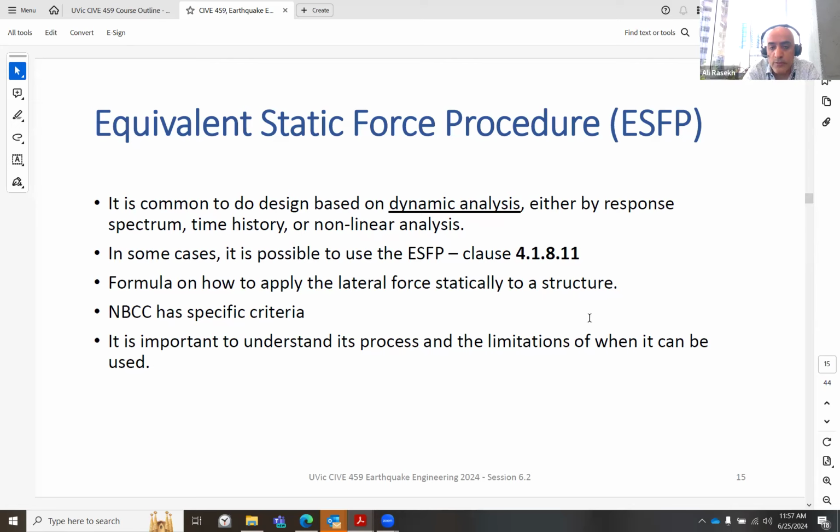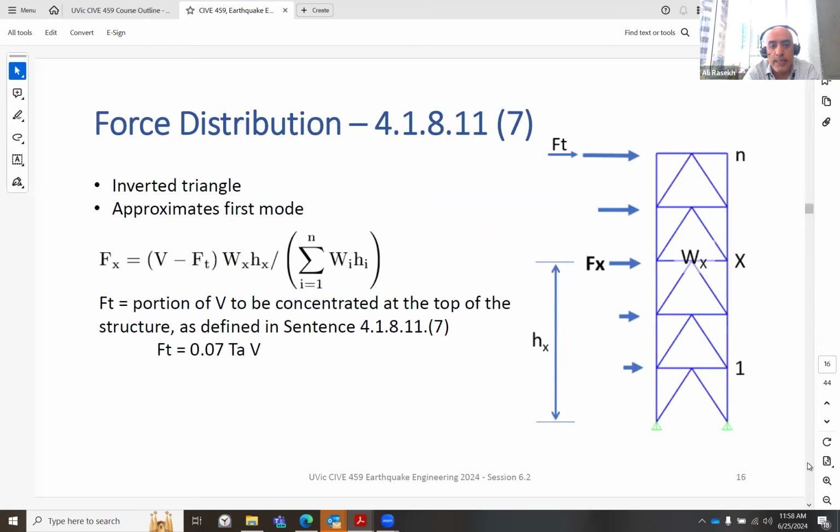The limitations are important when we hit the limitation in an irregular structure, unusual structure. We should go back to, say, common sense and use dynamic analysis, because it's a dynamic phenomenon and we are simplifying it by a static equivalent procedure. And therefore we should know when we can basically use that simplification.